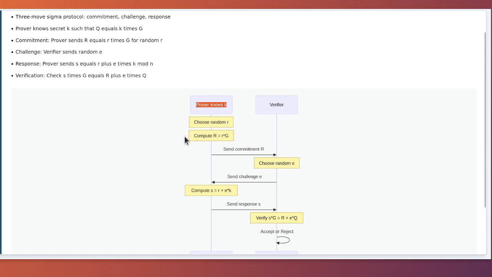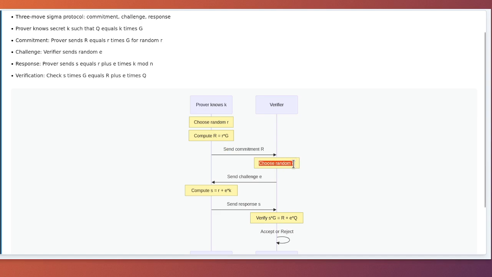Step 1. Commitment. The prover generates a random scalar R, called the nonce. This must be chosen uniformly at random from the range of valid scalars. The prover computes the commitment R equals R times G and sends R to the verifier. This commitment locks in the prover's choice of R without revealing it.